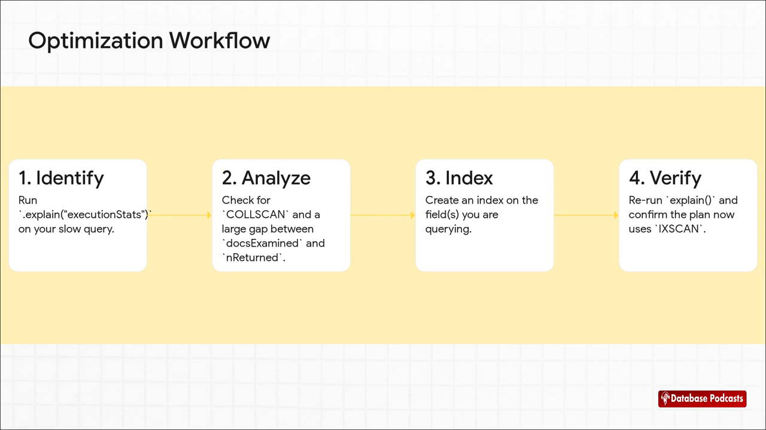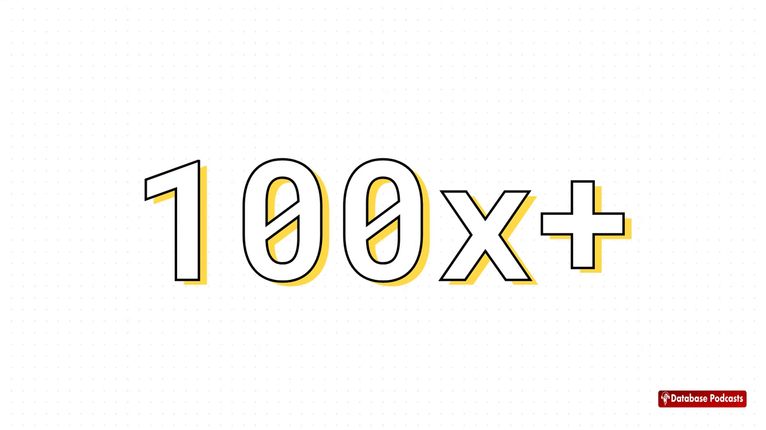has plummeted. And I'm not kidding when I say the results can be just mind-blowing. We're not talking about a tiny 10% improvement here. It is completely normal to see a query become 10 times faster, 100 times faster, sometimes even more. This is easily one of the biggest bang for your buck changes you can make for your app's performance.